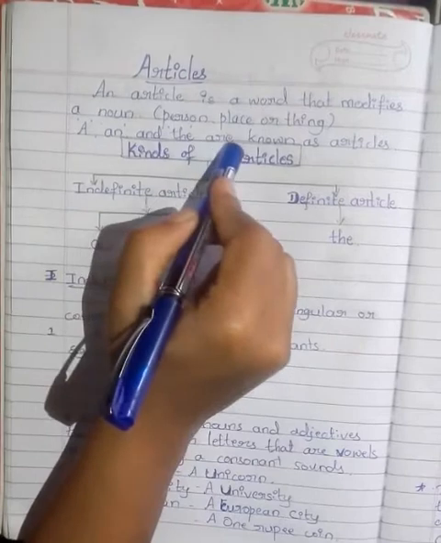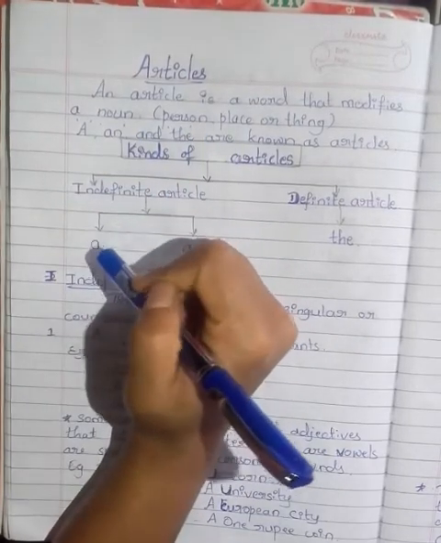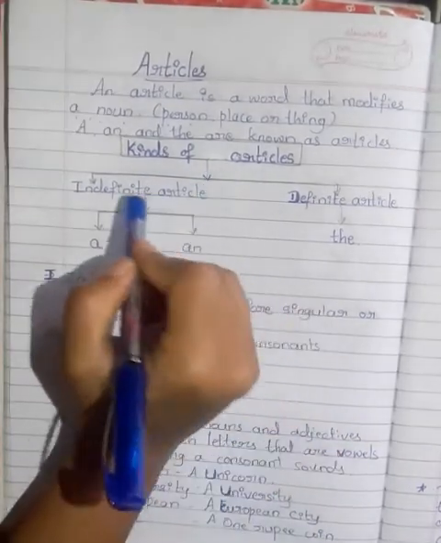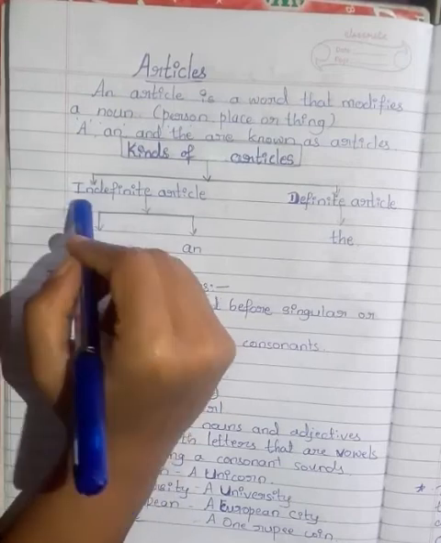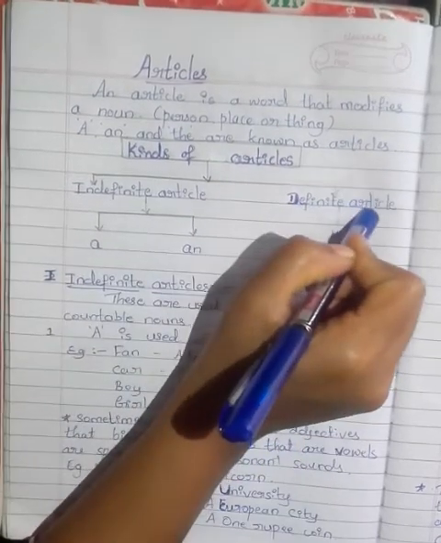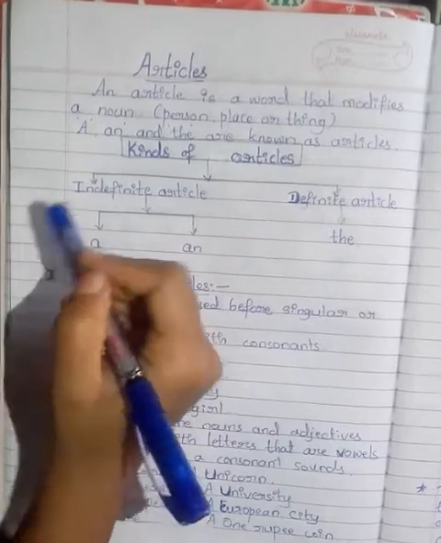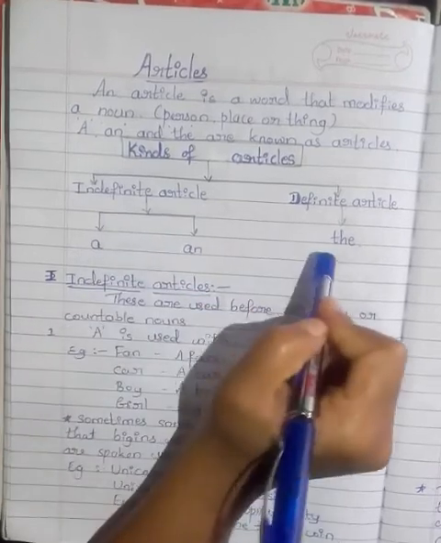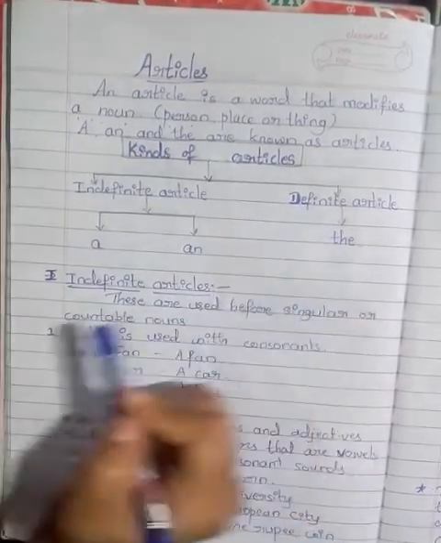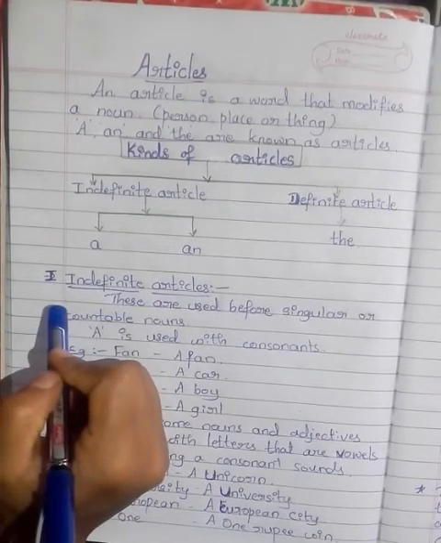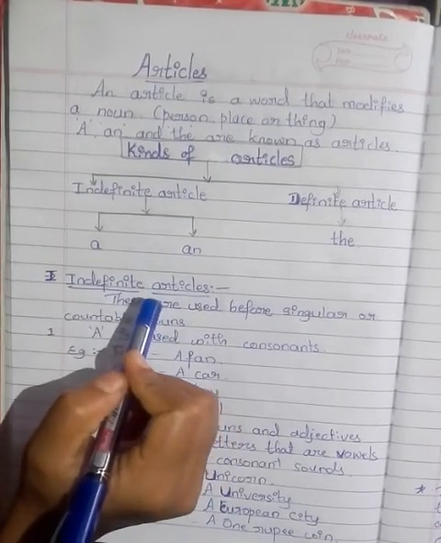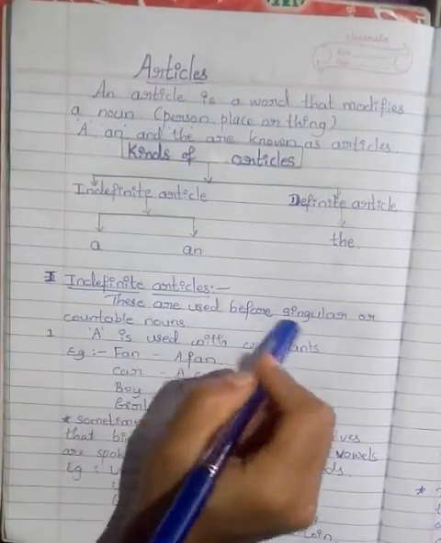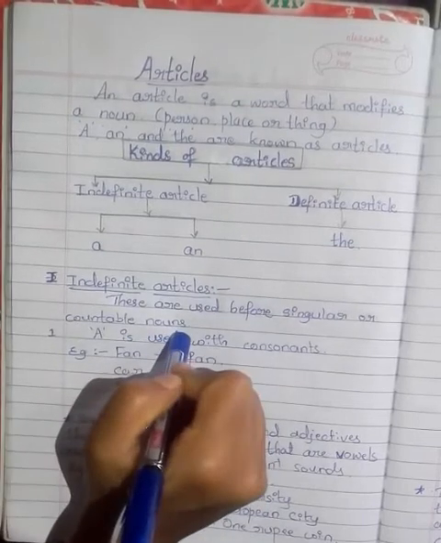These three articles are divided into two parts. Which are they? Let's see. Kinds of articles. There are two types of articles. First one is indefinite article and the second one is definite article. Here, a and an are known as indefinite articles and the is known as definite article. So, what is indefinite article and how to use indefinite articles? See students, these are used before singular or countable nouns.